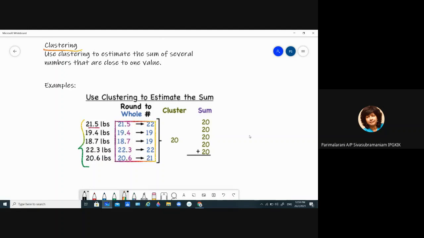You look at all these numbers, 21.5, 19, 18, 22, 20, you see that they all cluster around 20, or the average is around 20. So you take 20 as your cluster, and you know there are 5 numbers, so it's 20 times 5, or 20 you add 5 times, so you get 100. So all these numbers sum up to about 100 pounds. This is called clustering.